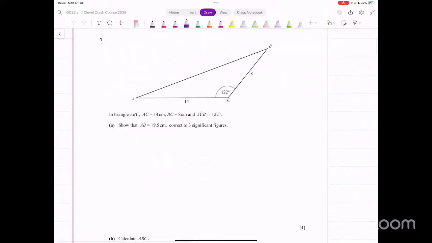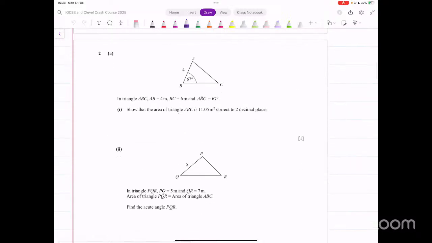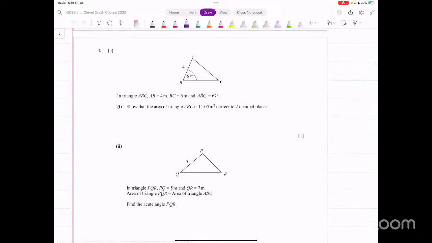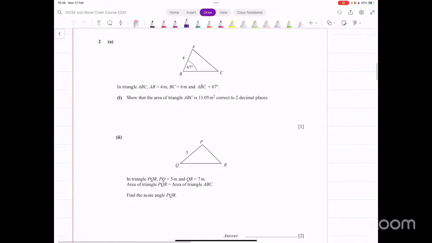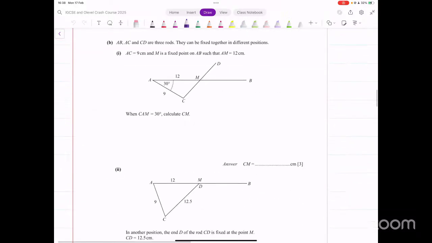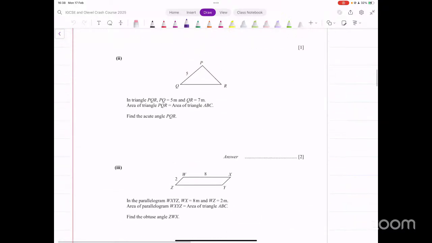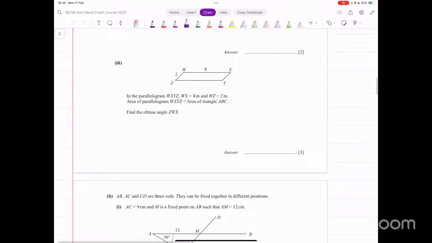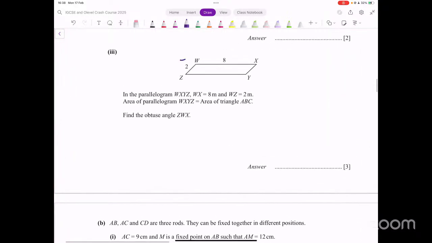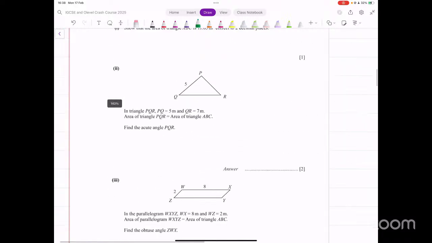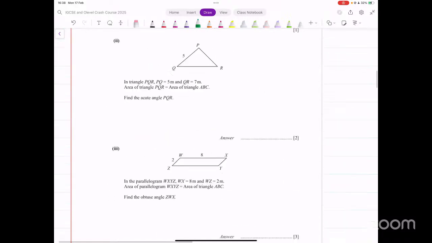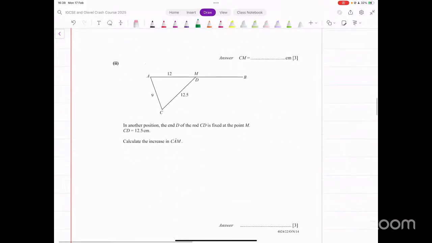Let's have a look at this. This is not testing that. Let me look for an example where we might have to use that idea. Okay, let's look at this. This is part 3 of a question. It does not look like it's related to the previous part. So let's just focus on this. It says, okay, it is related to the previous part because they're talking about triangle ABC. Let's look at another question instead.